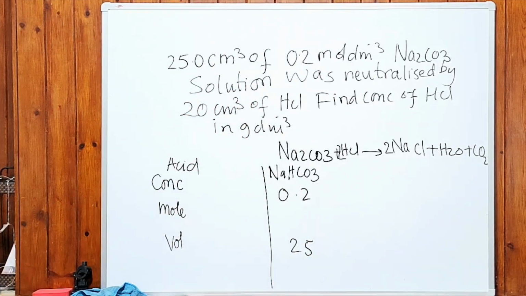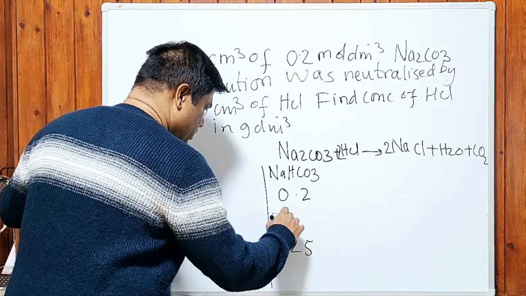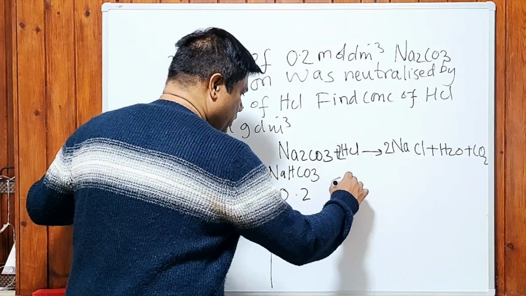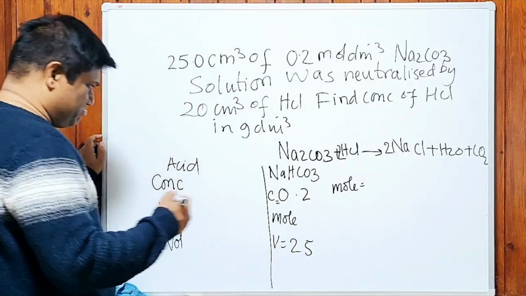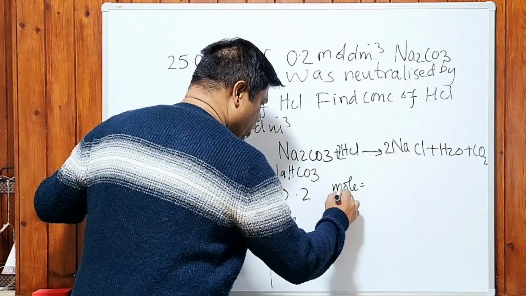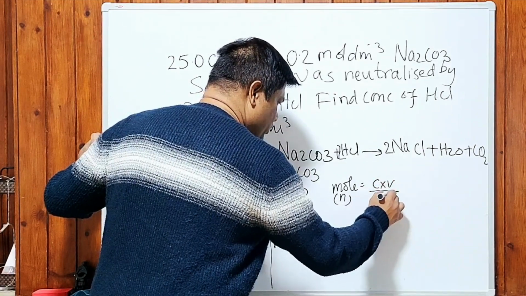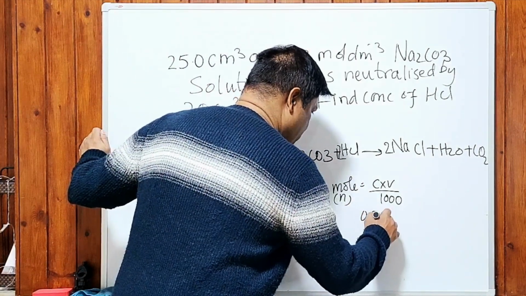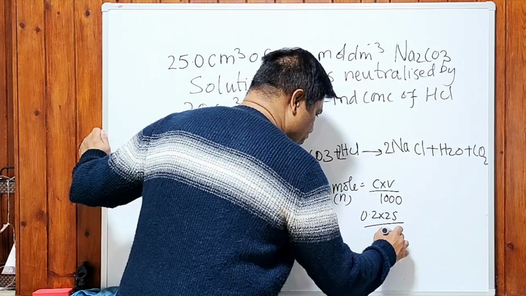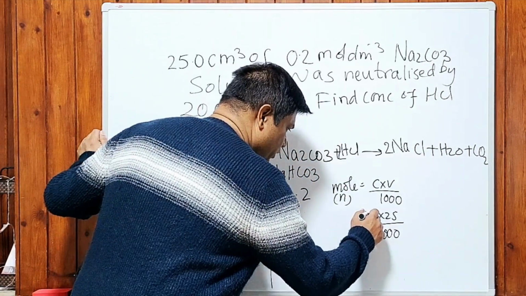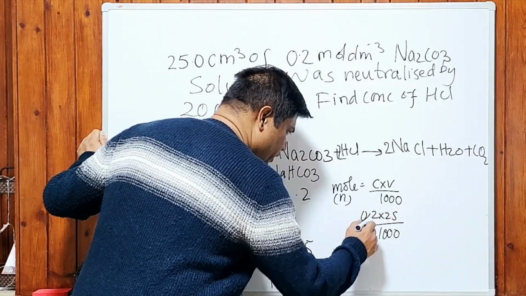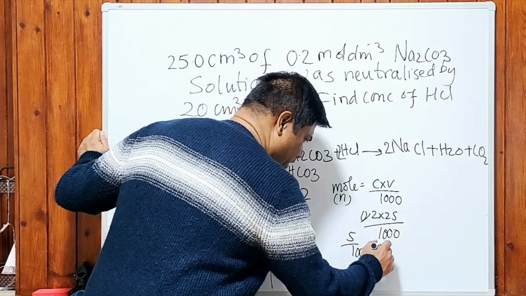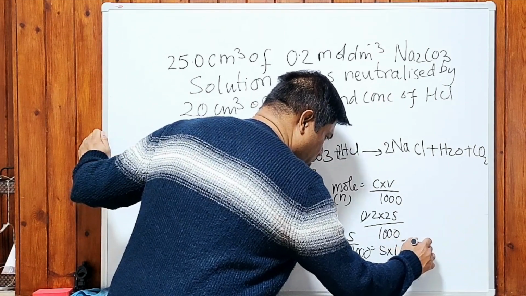So work out the moles of the sodium carbonate. Mole is easy. Moles equals, some teachers use n, it doesn't matter, you can use n, moles equals C times V over 1000, which is nothing but 0.2 times 25 over 1000, which is 5 divided by 1000, which is 5 into 10 to the power of minus 3 mole.